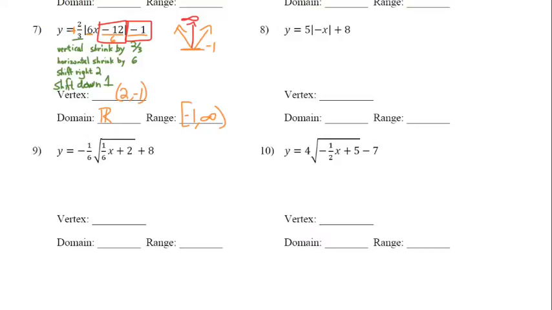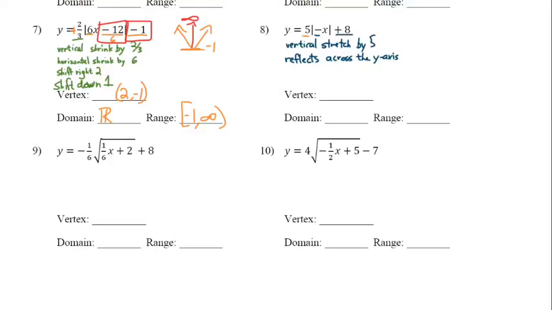Okay? Number 8. Feel free to pause anytime if you need to stop. This 5 out front is multiplying, so this is a vertical stretch by 5, because it's outside and multiplying. This negative on the inside, anytime you're multiplying by a negative, is a reflection. It's inside, so it affects the x, but it goes across the y-axis. Goes across the x, but affects the y.